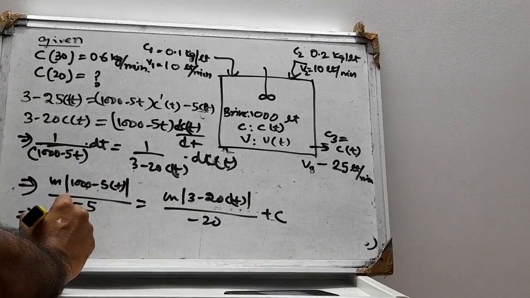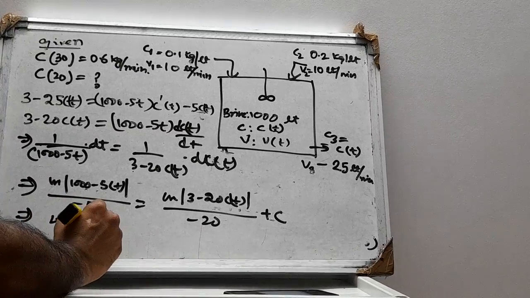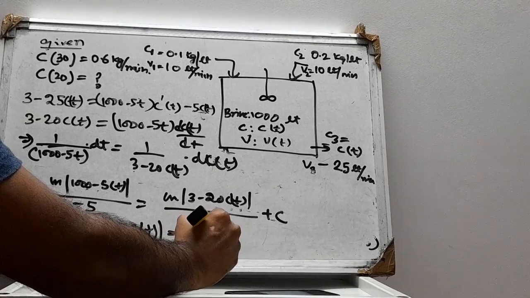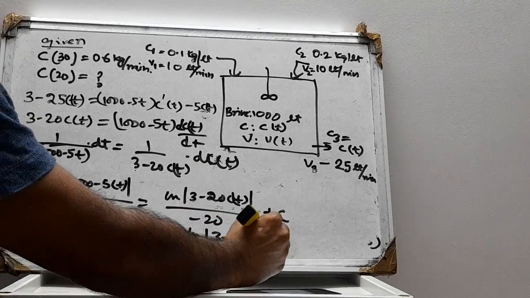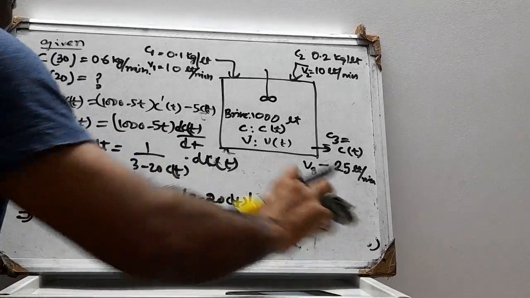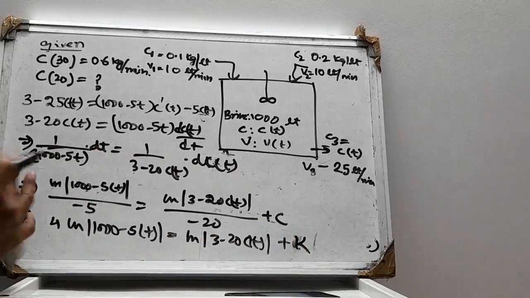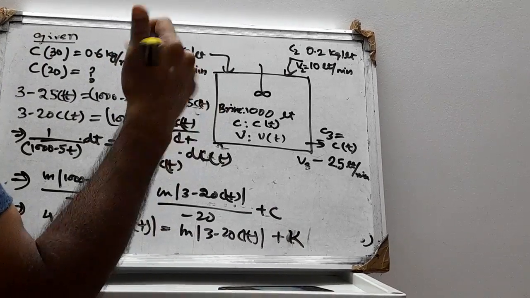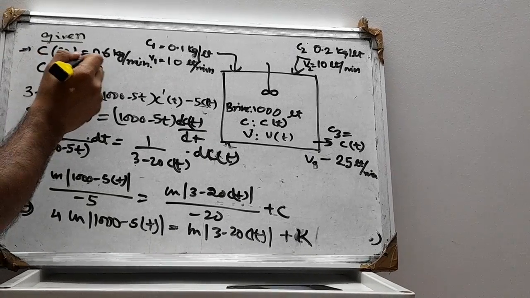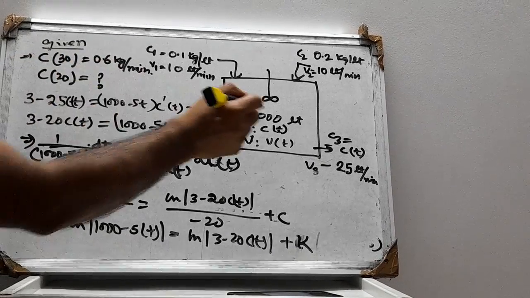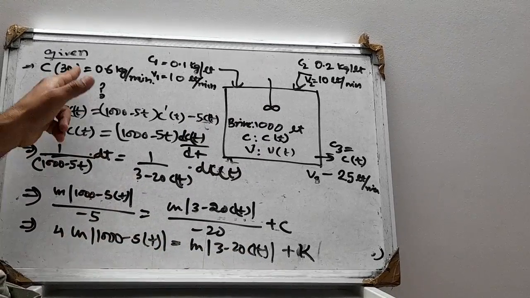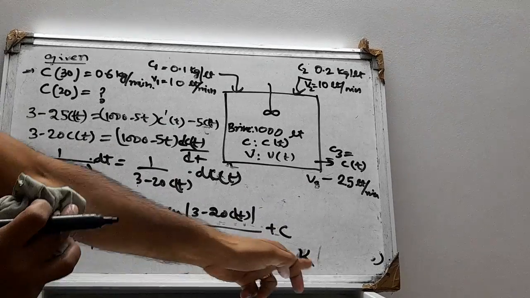So we can solve this. What we will get is 4 ln mod 1000 minus 5t is equal to ln 3 minus 20 ct plus one more constant, let's say it is c dash or k. We need to find this value, and we have been given one more condition, that at time t equal to 30 minutes, the concentration is 0.6 kg per liter. So we will put this value here, putting t equal to 30, so we will get the value of k.